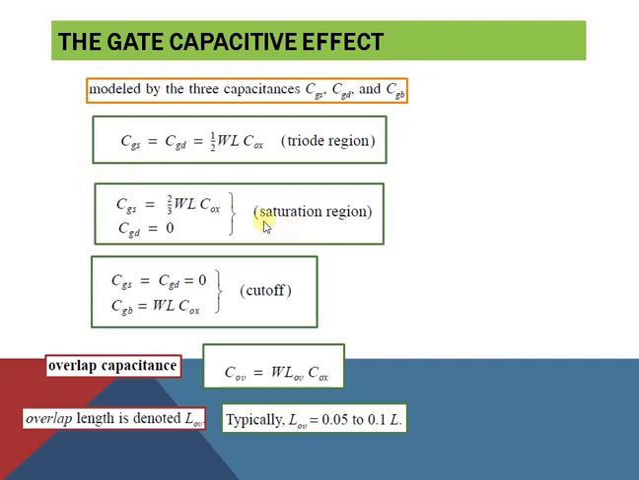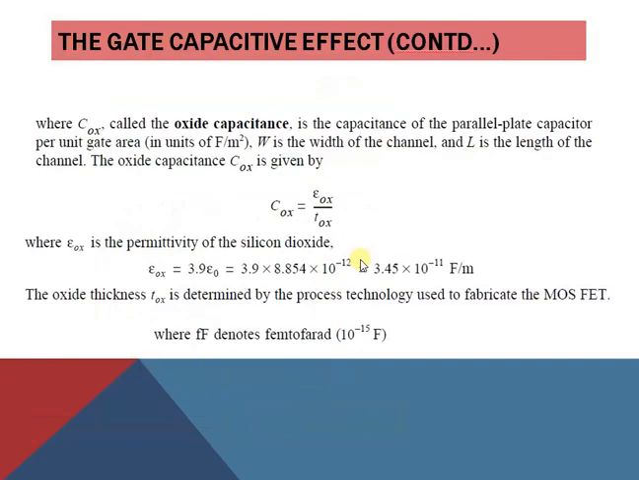Before moving on to the junction capacitances, we need to understand what COX is. COX is called the oxide capacitance or the gate capacitance and is the capacitance of the parallel plate capacitor per unit area, which is measured in farad per meter square. W is the width of the channel and L corresponds to the length of the channel.